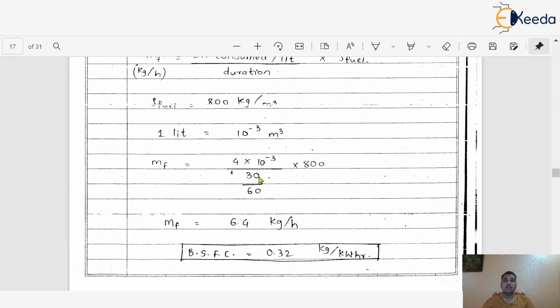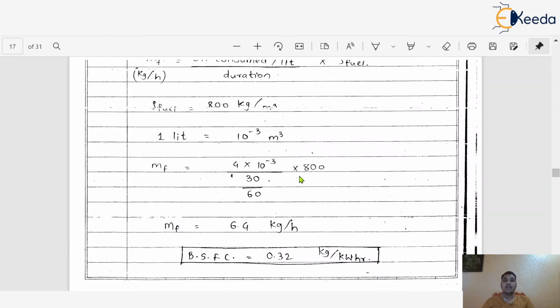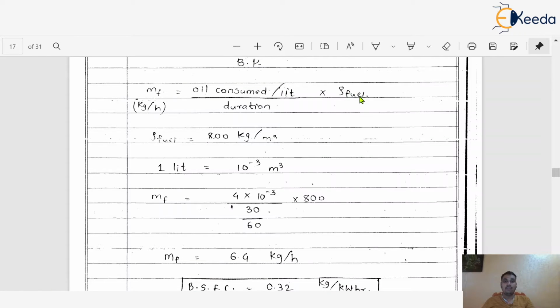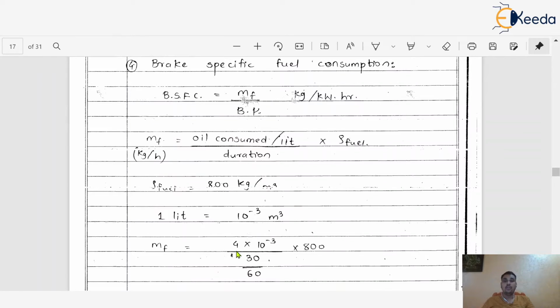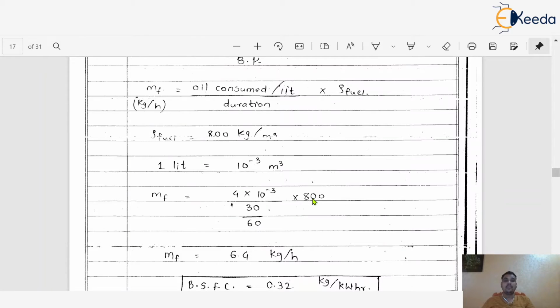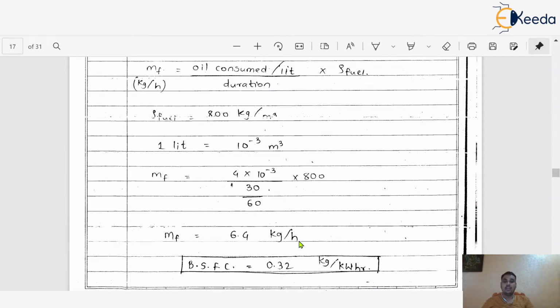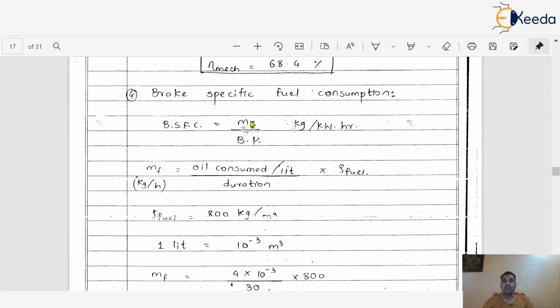So this is 30 divided by 60, multiplied by the density of fuel, which we have calculated as 800 kg per meter cube. So the oil consumption is 4 into 10 raised to minus 3 meter cube divided by the duration, 30 divided by 60, for hour basis. Multiply by 800, and finally we get the mass of fuel, which is equal to 6.4 kg per hour.